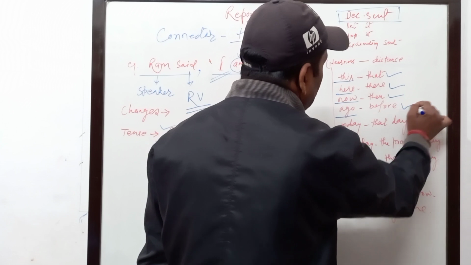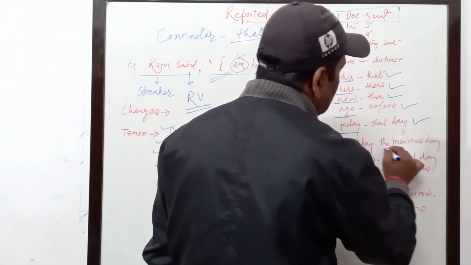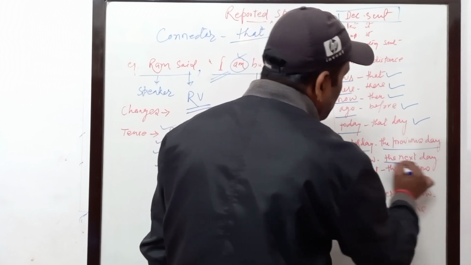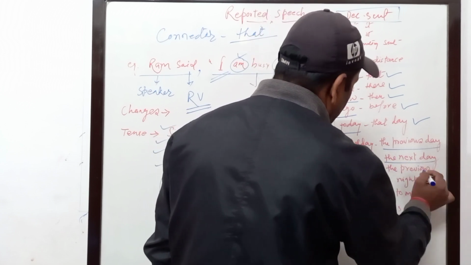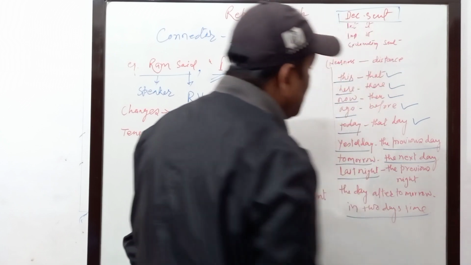Ago will change into before. Today will change into that day. Yesterday, the previous day. Tomorrow, the next day. Last night, the previous night. And the day after tomorrow will change into in 2 days' time.